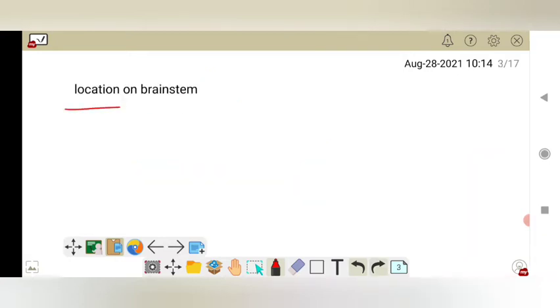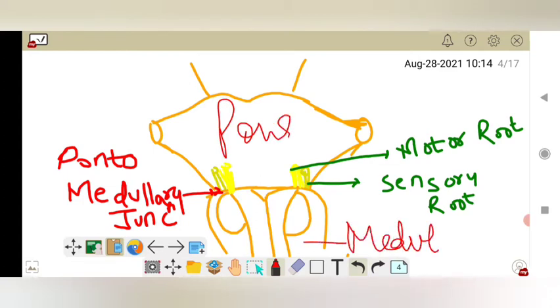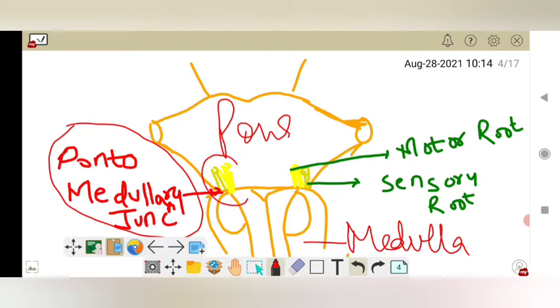Now, location on the brainstem. It arises from the pontomedullary junction just above the olive. Seeing the diagram, this is pons and this is medulla, and at the junction of both of them, that is the pontomedullary junction at the level of olive. This is olive. At the level of olive on pontomedullary junction, the nerve is the seventh cranial nerve.